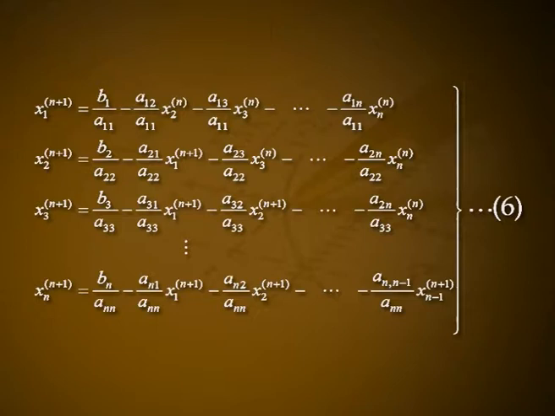xnn plus 1 equal to bn by ann minus an1 by ann into x1n plus 1 minus an2 by ann x2n plus 1 minus etc. minus ann minus 1 by ann xn minus 1 n plus 1. Let it be the system of equations 6.